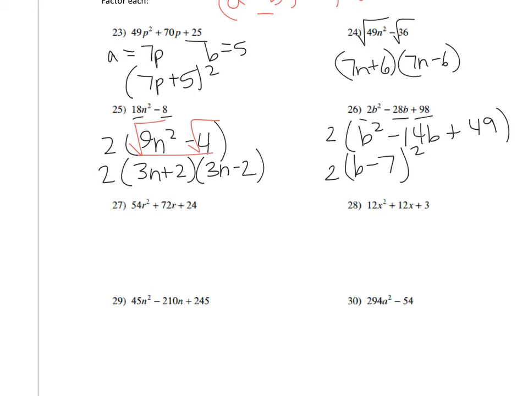Because really, you could check all of these by foiling. You could foil these and then multiply by 2, and you'll get the exact same answer. So if I foiled this, I need to get the exact same answer.